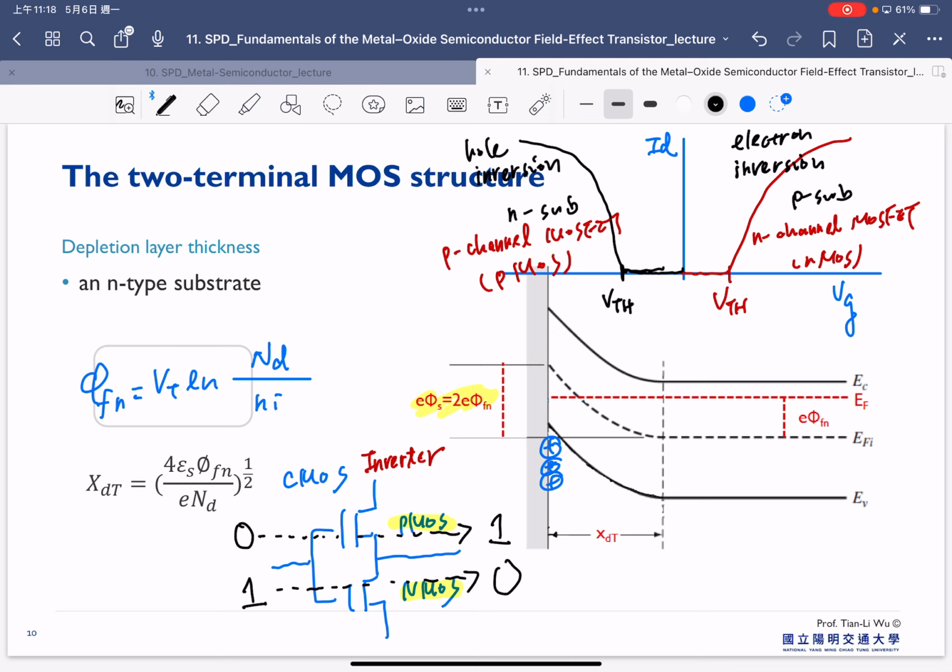So to realize this inverter, we usually need a pair of PMOS and NMOS. That's why in most of the time, we have to consider these two things together.